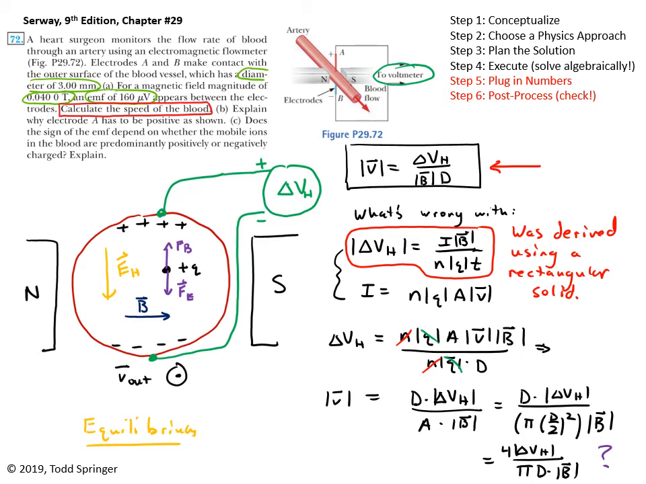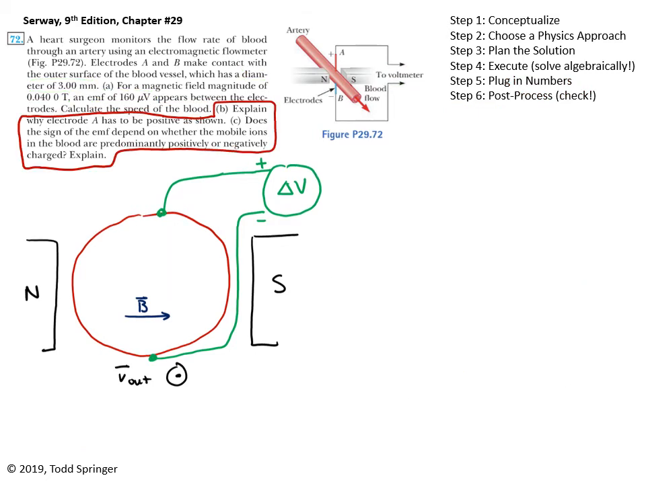So this is no good because we don't have a rectangular solid. We've got a cylinder, a circular cross-sectional area, and so this is wrong. But our first approach was right. This one is correct. That's a subtle point, and it took me some time to actually figure out what was going on. So the first formula there is correct.